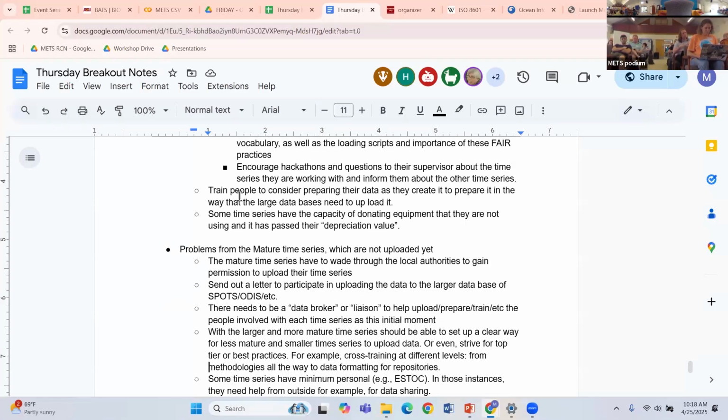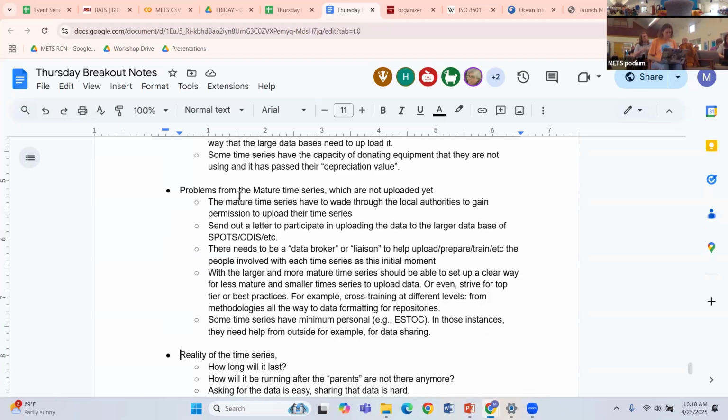Also, if we have problems uploading our data, it's a mature time series, right? We've got all the data. We should be able to figure out how to load it up. And then the younger time series have an easier time going, oh, no, we've already figured this out. I want to add that into Spots and Otis as a really good starting point. They're working really hard to figure out how to get all the data and put it together. We're all doing this together right now.